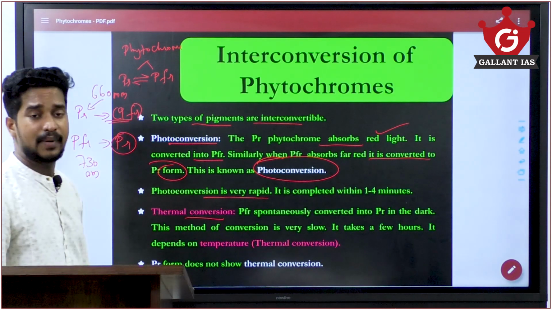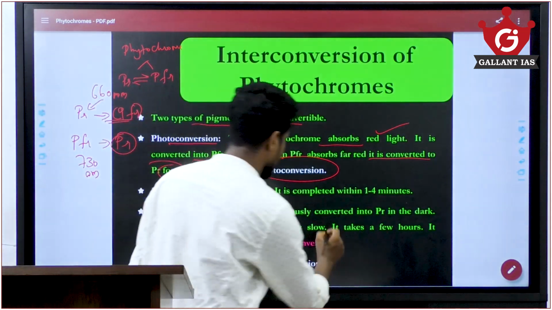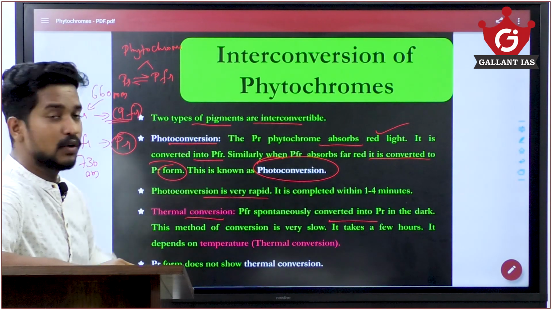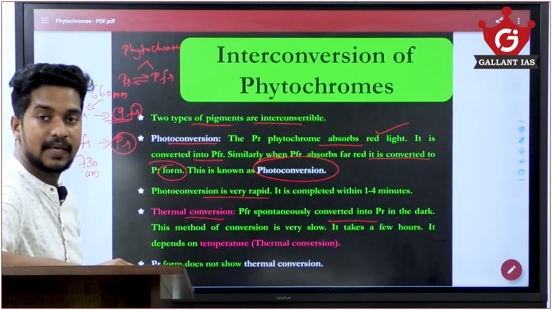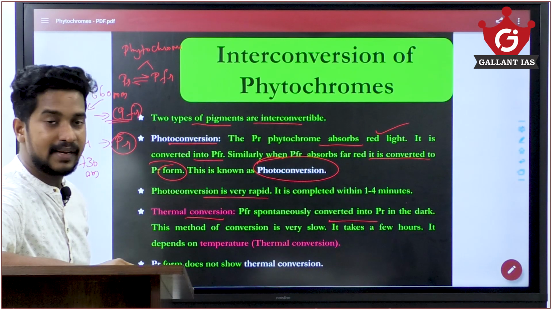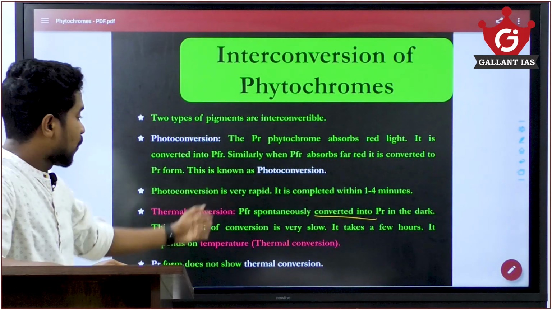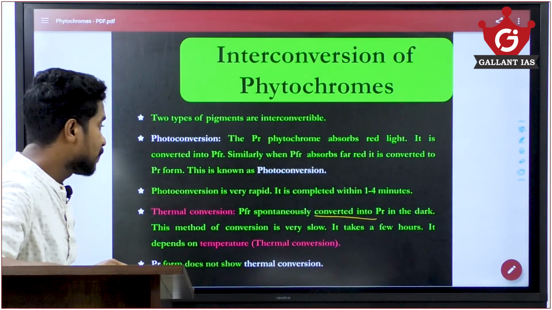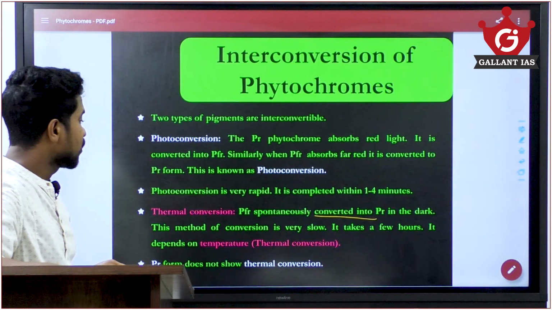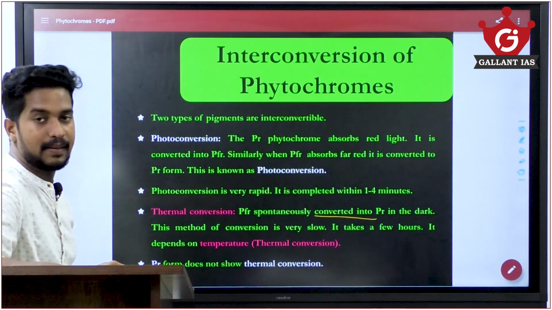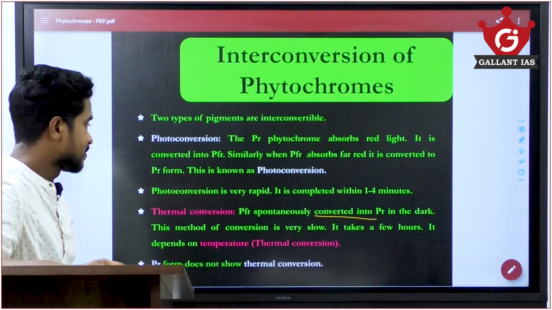So next is the thermal conversion. PFR spontaneously converts into PR in the dark. This method of conversion is very slow. It takes a few hours. It depends on temperature. That is why it is called thermal conversion.